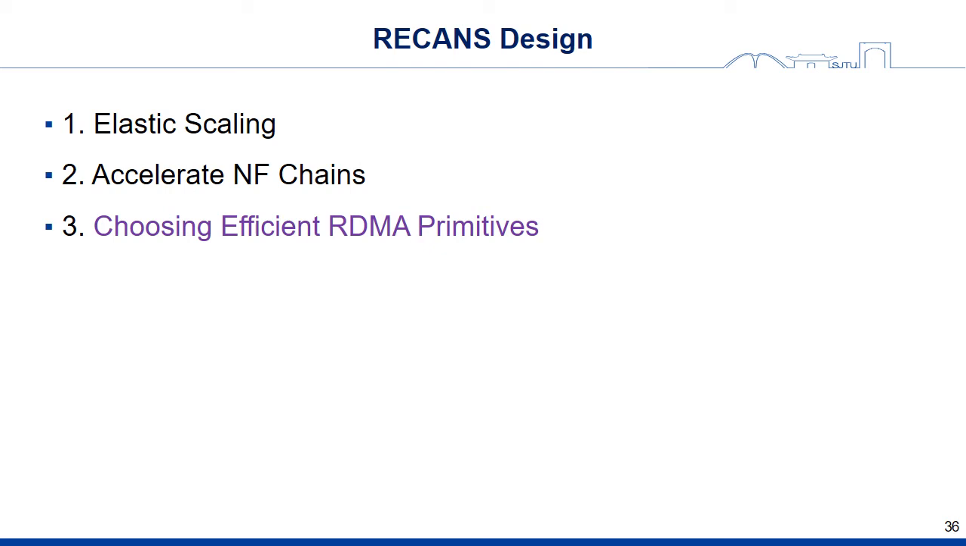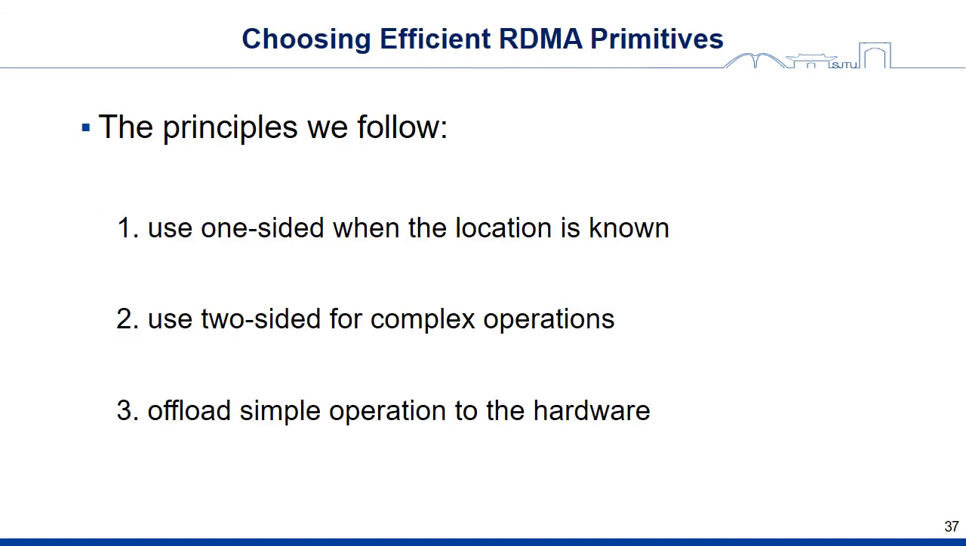Finally, let's see how to choose efficient RDMA primitives. Due to time limits, we only talk about the principles we follow to choose RDMA primitives. We leave the details in the paper. First, if the remote address is known, we should use one-sided primitives, because they have lower latency and don't involve remote CPUs.